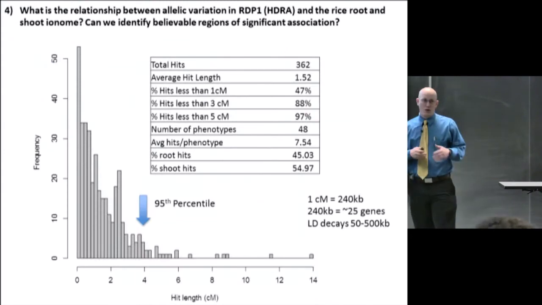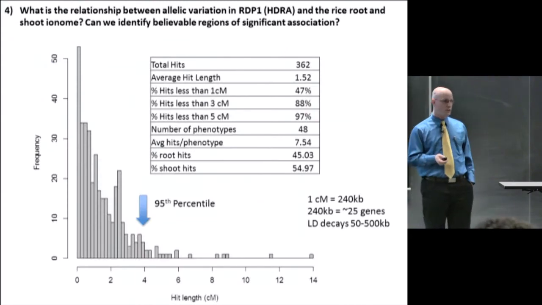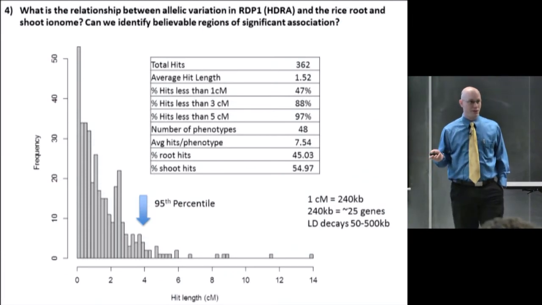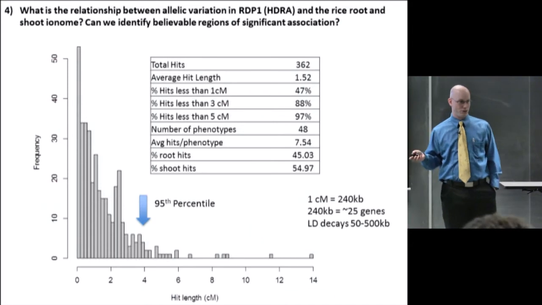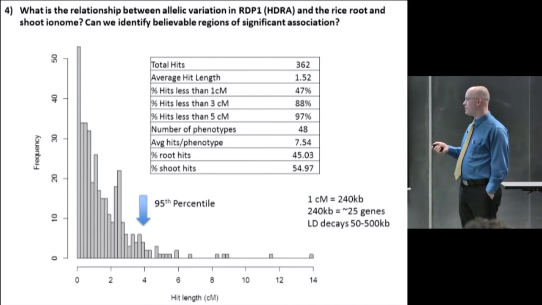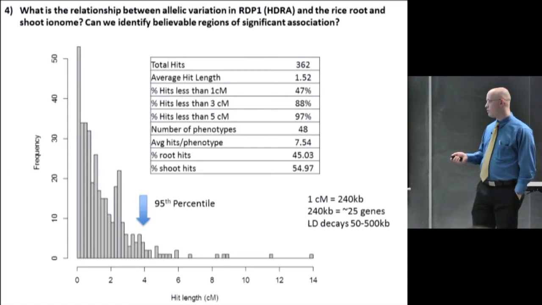If you look across our whole genome-wide association analysis, you'll find that we had 362 hits. This is keeping in mind 50 phenotypes: 24 elements plus dry weight on roots and again on shoots. Between those, we had 362 hits. The average hit length was about 1.5 cM. In rice, 1 cM is equivalent to about 240 kb, which has about 25 genes.